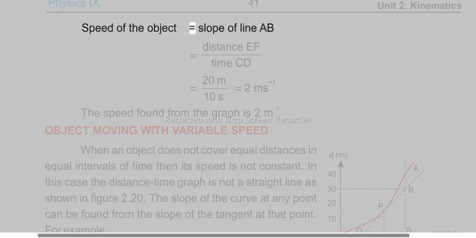Speed of the object equals the slope of line AB. The speed found from the graph is 2 m/s.